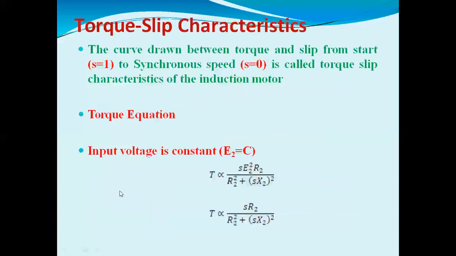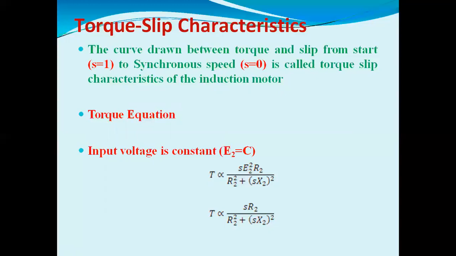So now we will come to the torque slip characteristics. This is the main part, when we draw a graph or a curve between the torque and the slip. From start, when it is at the starting condition, that is NR equal to 0, the value of the slip is 1, and at synchronous speed, when NR equal to NS, the value of slip is 0. These are all the torque slip characteristics of a three-phase induction motor.